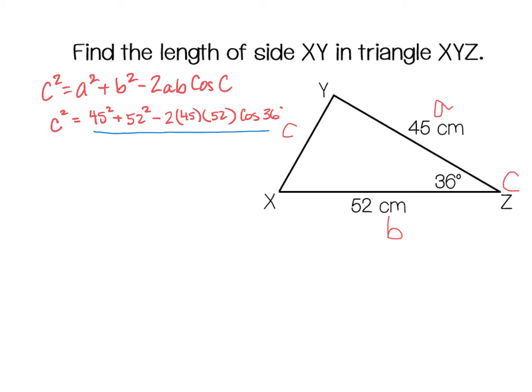Okay, so if I do that, if I type 45 squared plus 52 squared minus 2 times 45 times 52 times the cosine of 36, I get C squared equals 942.8004 and some other numbers, right? Okay, but we just want C. We don't want C squared, so I need to take the square root of both sides. So when I take the square root of that, I get 30.71, or 30.7, in this case, centimeters. Okay, so this side length is 30.71 centimeters.